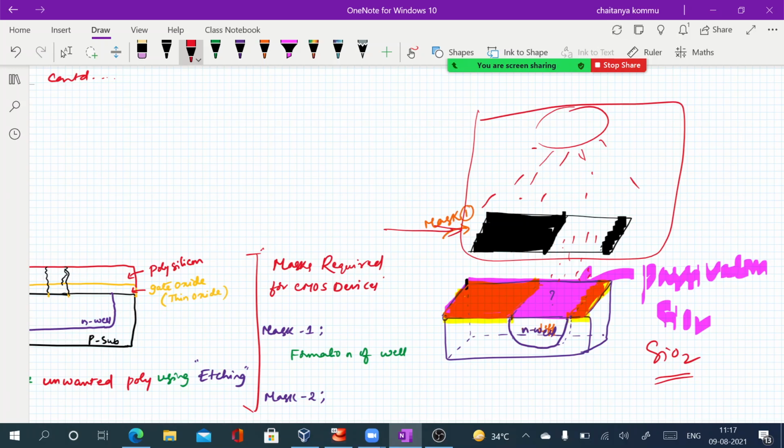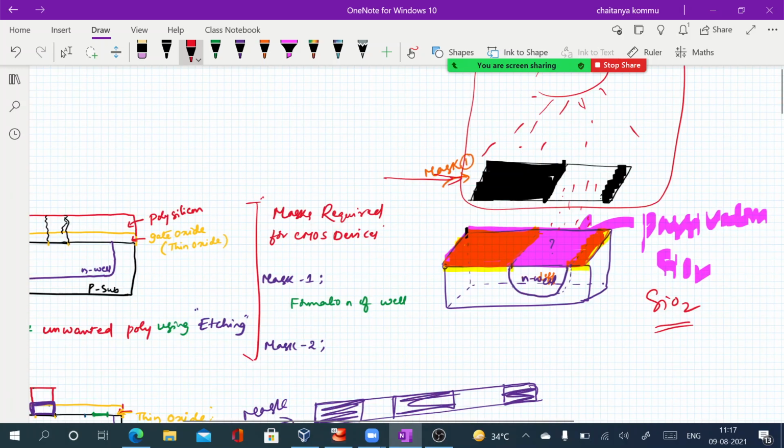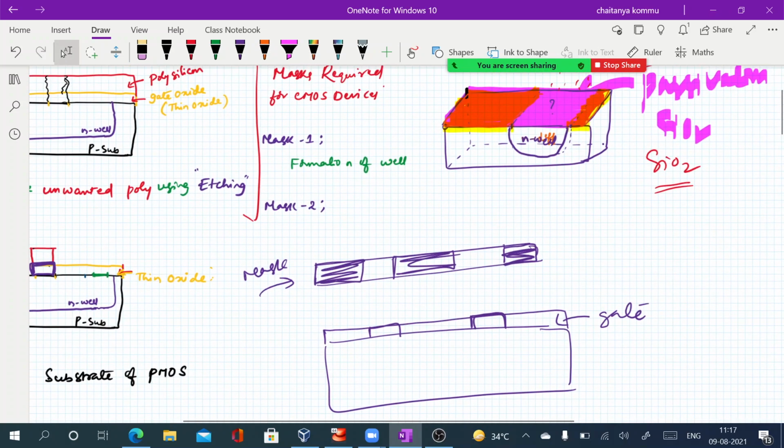It is just like a Xerox machine. You can see that the light is exposed on the object, and that object is projected on the white paper. Something like that only. Fine. Any doubt related to this? So this is the mask.